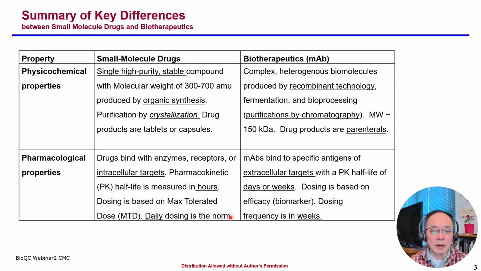Here's a high-level summary capturing the key differences of small molecule drugs versus biotherapeutics from the perspective of physicochemical property and pharmacological property. Small molecule drugs are typically a single high purity stable compound with molecular weight of 300 to 700 AMU, produced by organic synthetic route and purification by recrystallization. Drug products are typically tablets or capsules.